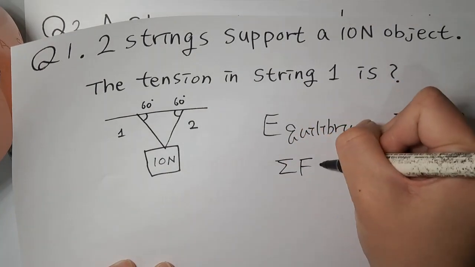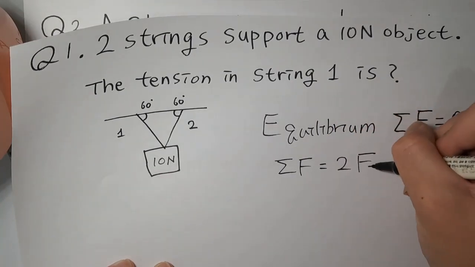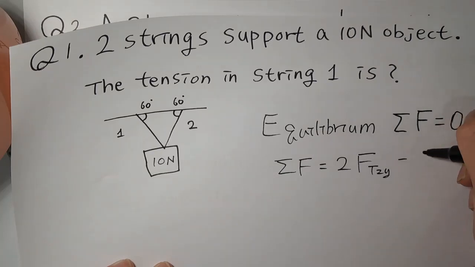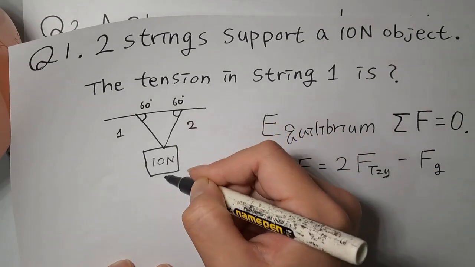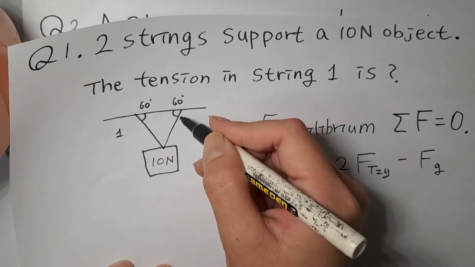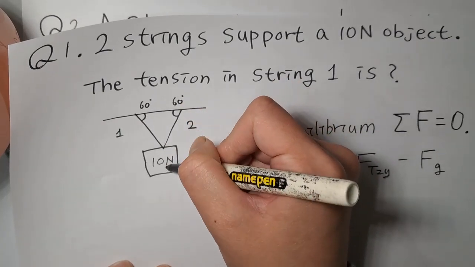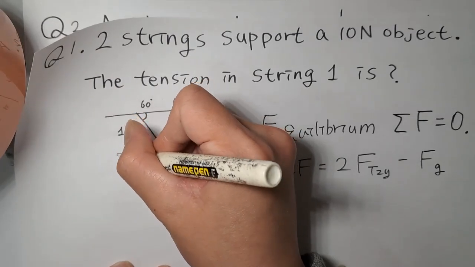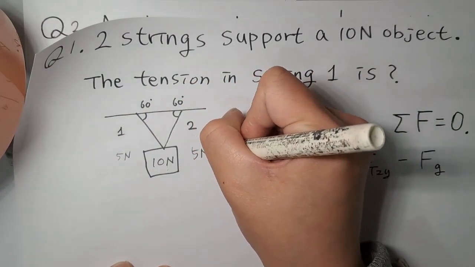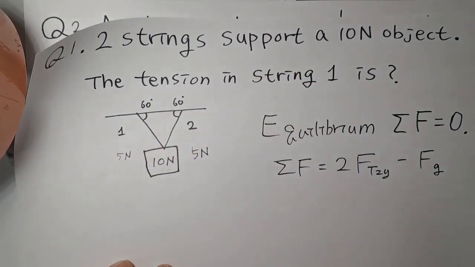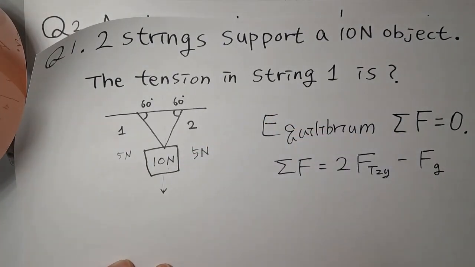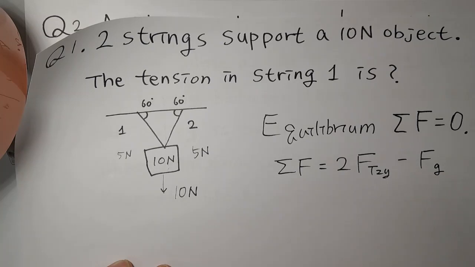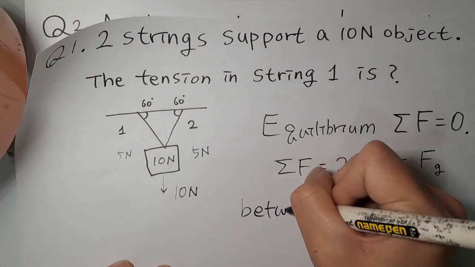So the force equal... so this is 10 Newton and this is exactly the same degrees, so we can find that this can support about 5 Newton and this can support about 5 Newton. And the force in the y direction is going to be 10 Newton. So the answer is going to be this.